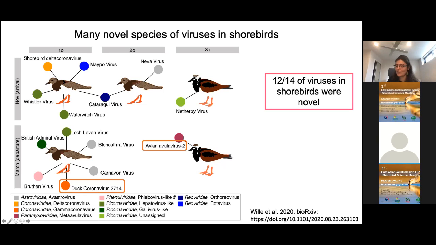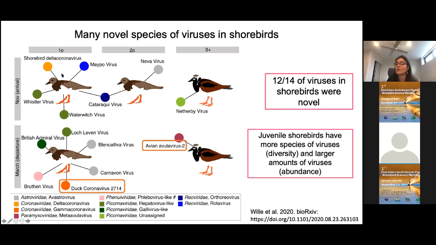And the other really interesting result here is that we found that juvenile shorebirds, so first-year shorebirds, have a larger virus diversity than adult birds. You can see around this shorebird, there are more little virus circles here than there are around adult birds. And if we look at how much of the data is devoted to viruses as compared to things like the microbiome of the host, again, we see that the viral load in young birds is also much, much higher than in adults. So young birds are being exposed to quite a lot of viruses.